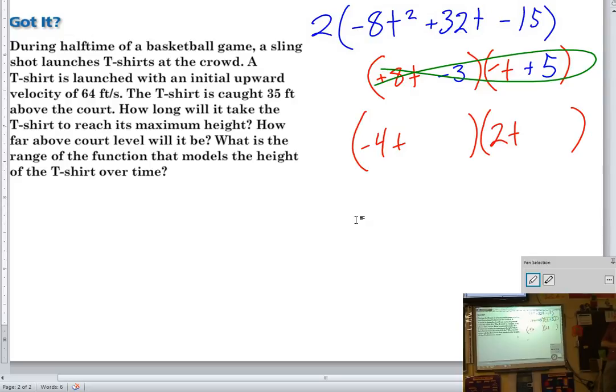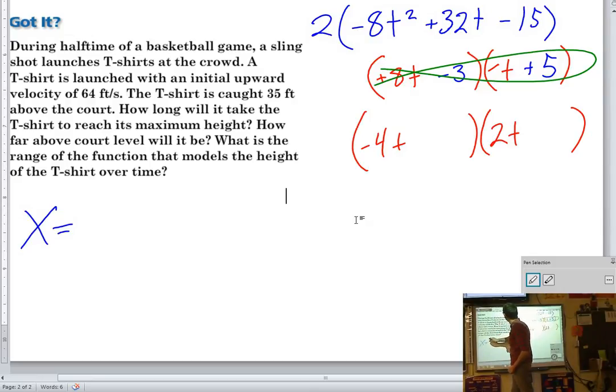I was doing a thing where you multiply the two on the A and the C, and then find factors that sum to 32. It's somewhere between 4 and 5. And the other way: back up to our negative 16t squared plus 64t minus 30.